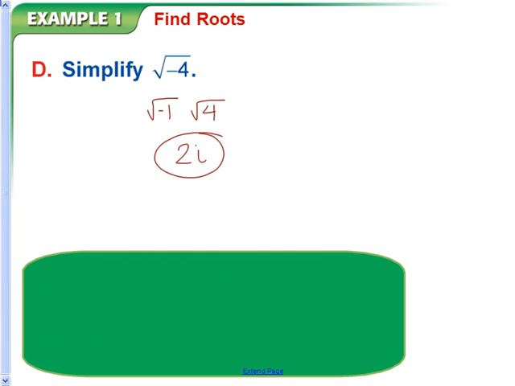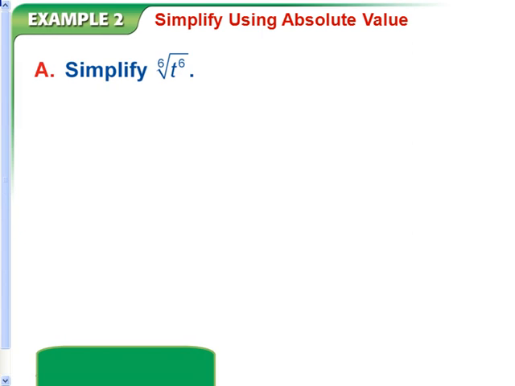Okay, our next problem. Looking at this problem here, we have the 6th root of t to the 6th. So this becomes 6 over 6. This comes down here in the denominator. And so that becomes t to the 1 power, or just t.